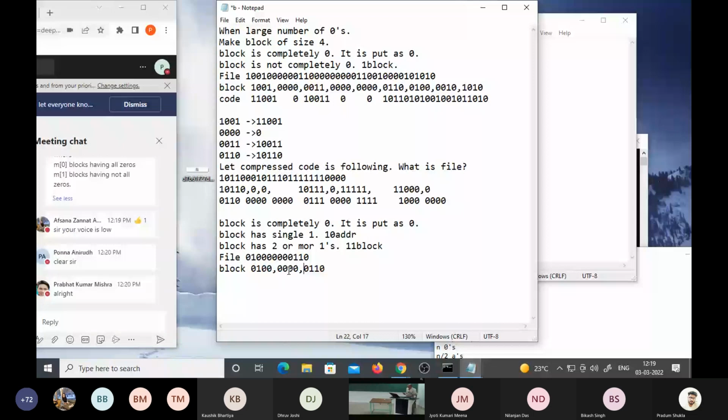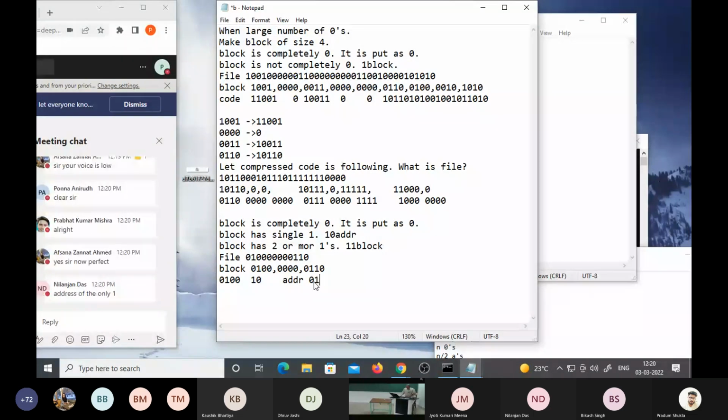Yes. Now, what is 0100? 0100 is 10. And what is the address? You see, at what location is the 1? The address is 01. So it becomes 1001. Address of the 1 only. Is it correct?